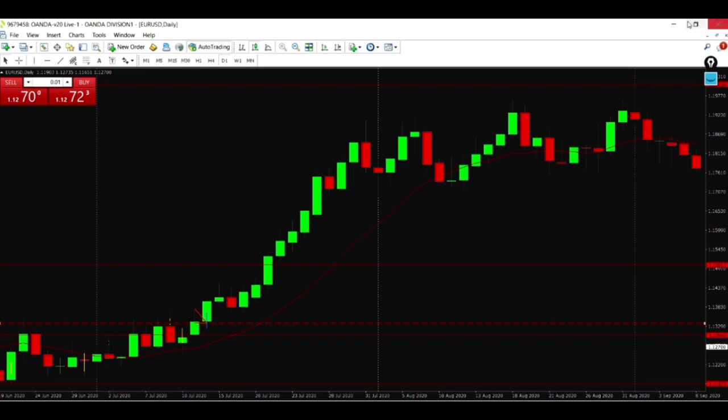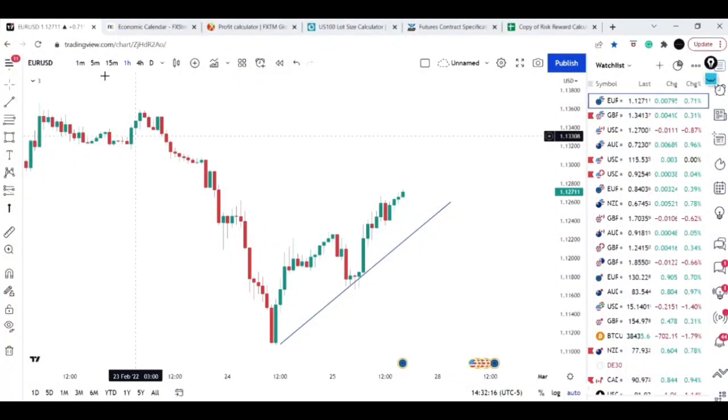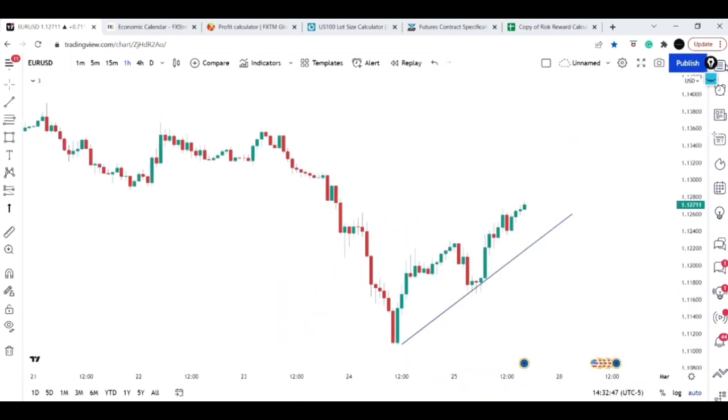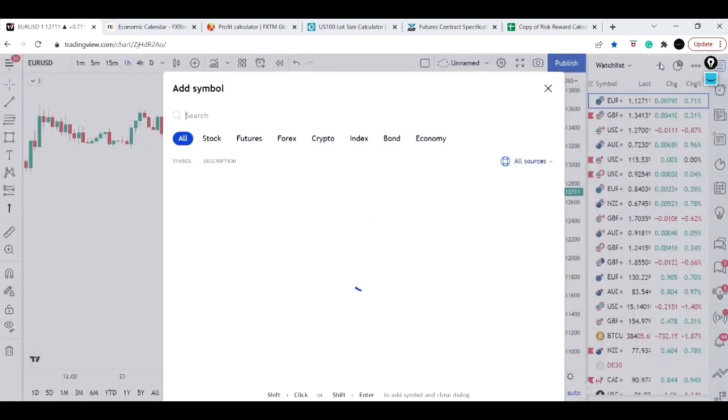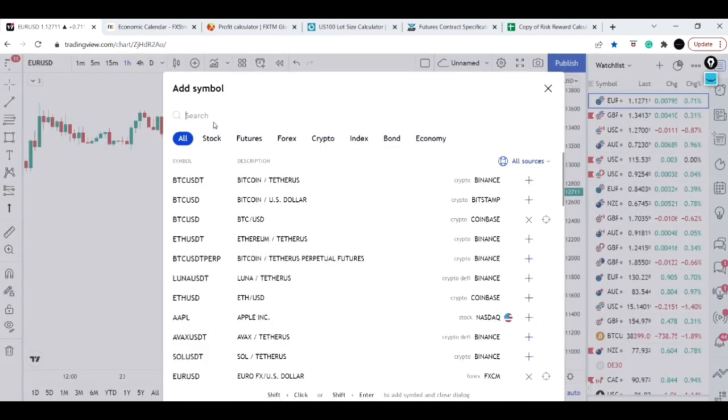So let's go to TradingView, and same thing. If you're looking for the times, it's right here on the top. So now to build your watch list on your TradingView, you basically go to here, right? You click on here and you add. That's all. You press add and type in whatever you want to look for.